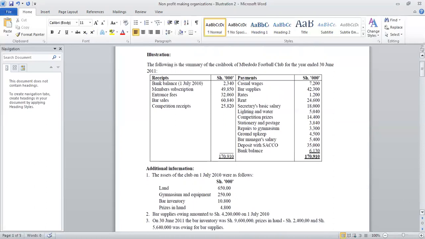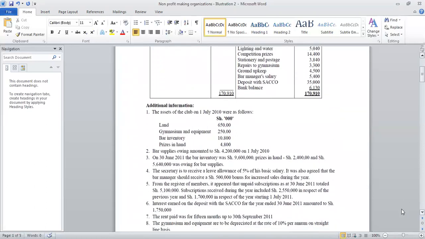The other item that is appearing under the additional information is the inventory on 30th June. The key thing here is to look at the date. Remember, 30th June is the end of the financial year. This is then the closing stock. Also, the prizes in hand. Out of the prizes that we bought here in the payment side, this one has not been utilized, so they are still in the club. And we also have the bar owing supplies, which is amounting to this.